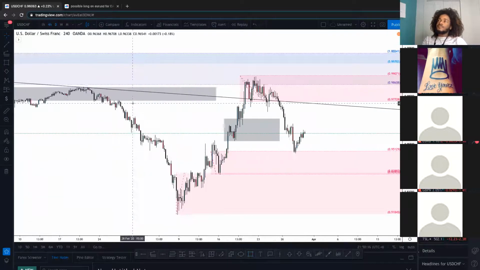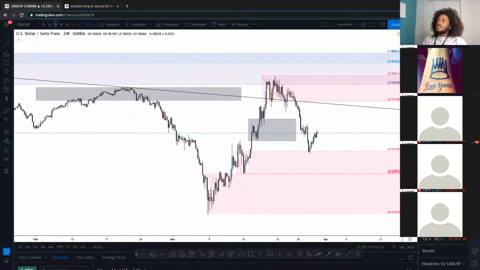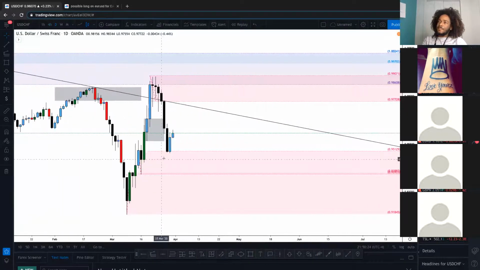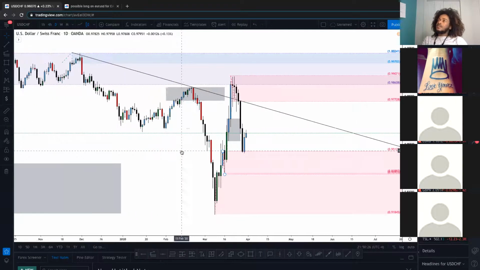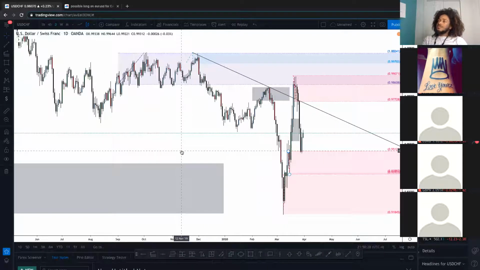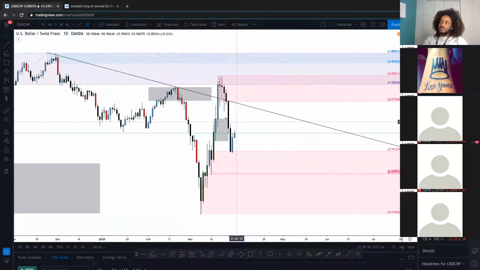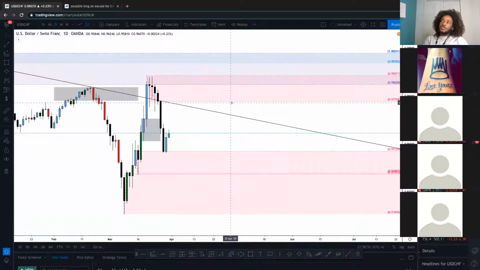So now, what kind of predicament are we in here now? We know that monthly supply is in control. That we know. So if the higher time frame supply is in control, we should probably be looking for shorts, right? We have the monthly supply, we have the daily supply, right? So we know we're looking for shorts.